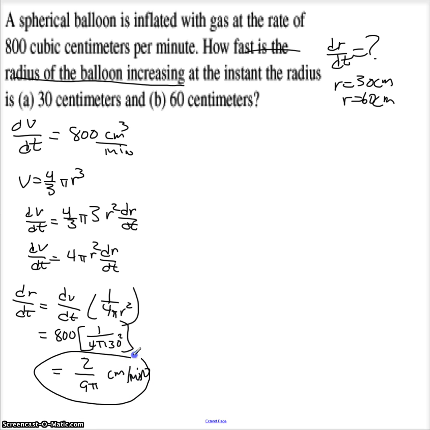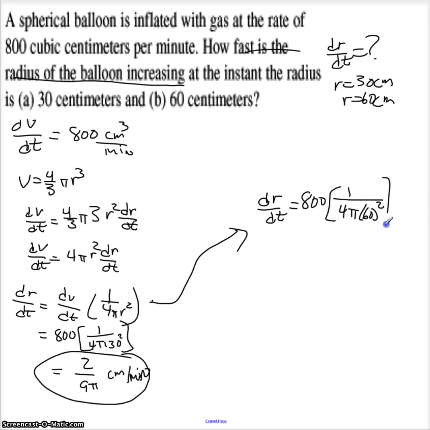All right. Now, if I want to do it when r is 60, I just have to come back to this point right here. So dr/dt is dV/dt, which is 800 times 1/(4 pi). In this case, my r is 60 squared. And I get, this one is 1/(18 pi) centimeters per minute.